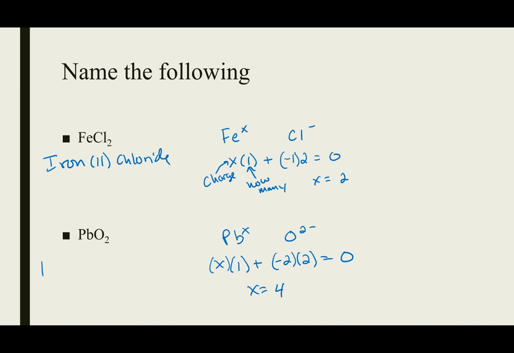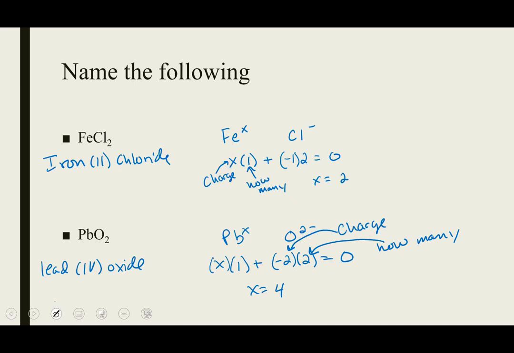So this is going to be lead 4 oxide. And again, I'll say this again, it is always the charge. You're always doing the charge by how many are in the formula. You're always going to multiply those two numbers together. Solve for X, you get your charge of your cation. If you can do that in your head, I don't need to see this work. I'm just writing it out for you so you can see where these numbers are coming from.